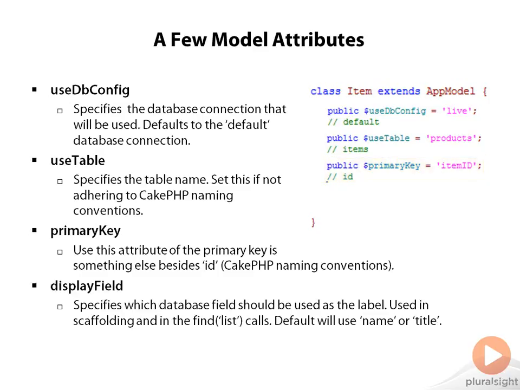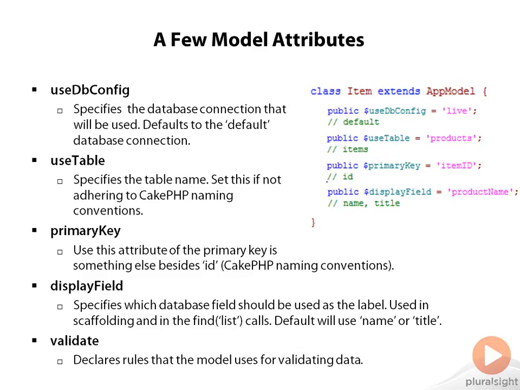The next model attribute is the displayField. This specifies which database field should be used as the label. This is used in scaffolding and in the find list calls. If this attribute is not set, it will use name or title. So for example, in my table of products, my actual product name is called product_name instead of name or title. I would need to overwrite that with a displayField. I would type public $displayField equal to product_name. Again, the default is name or title.